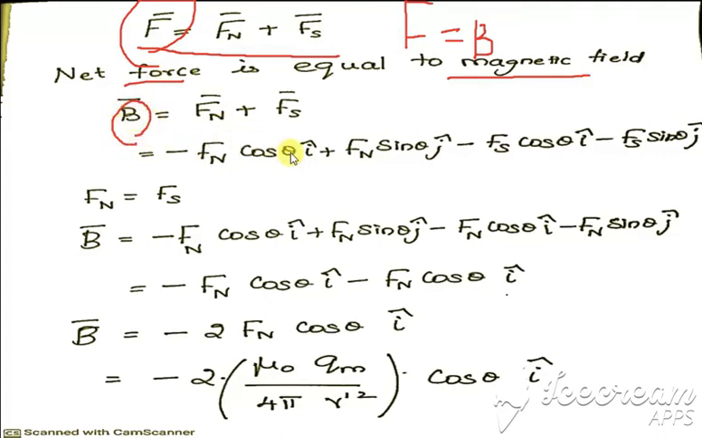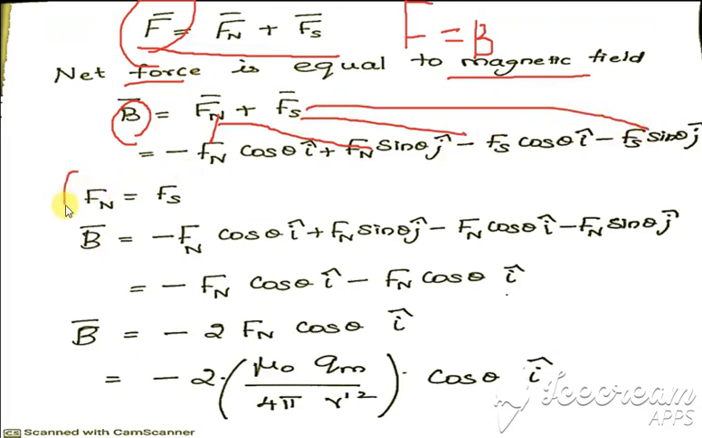Okay. Now substitute the value of Fn and Fs in this. Fn is equal to Fn cos theta and Fn sin theta. Same way for Fs also. So after writing this, I am going to substitute a value. What value I am going to use is Fn is equal to Fs. Why Fn is equal to Fs is because, if you see the previous value, Fn is equal to mu naught by 4 pi Qm by r square. Same way Fs is also the same.